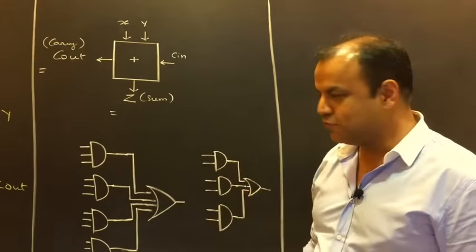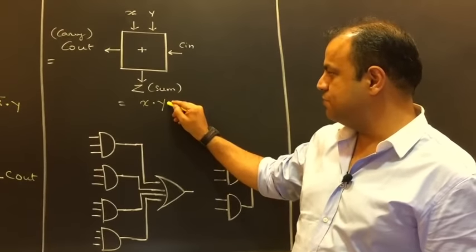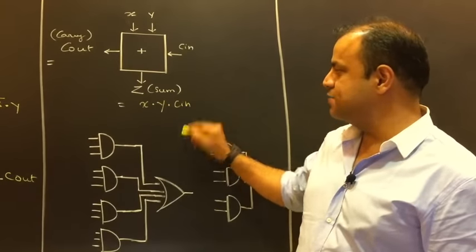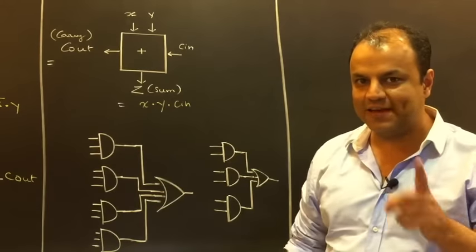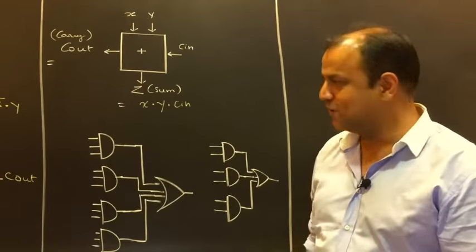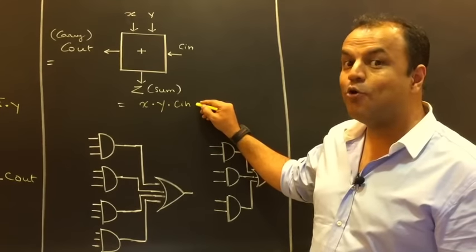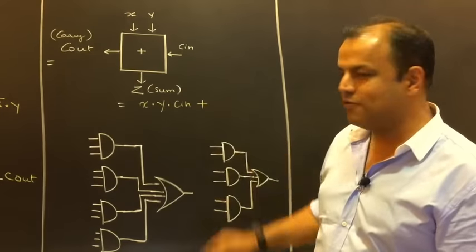So the first case of getting a sum is X should be 1 and Y should be 1 and C in should be 1. Please tell me, did you understand this? X, Y, C in. Are you clear? Is this the only case? No, there are more cases. Either this should happen or, how do you write or? You write or with a plus sign.